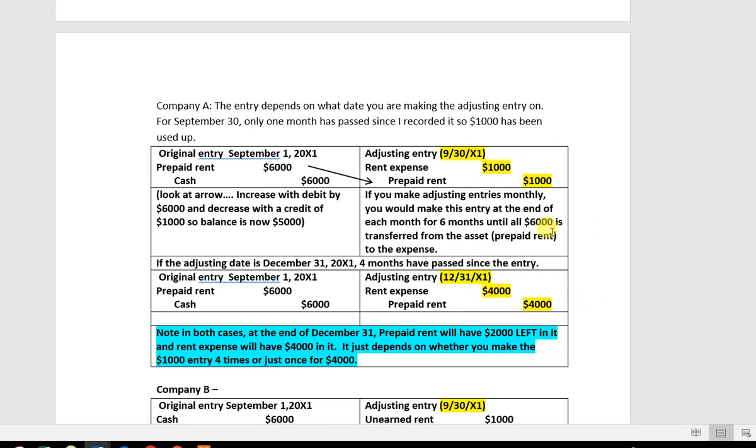Which one is better? It doesn't matter. If somebody wants financial statements at the end of September, October, November, and December, you're going to have to do this one. If somebody only wants financial statements at the end of the year, I only have to do this one.